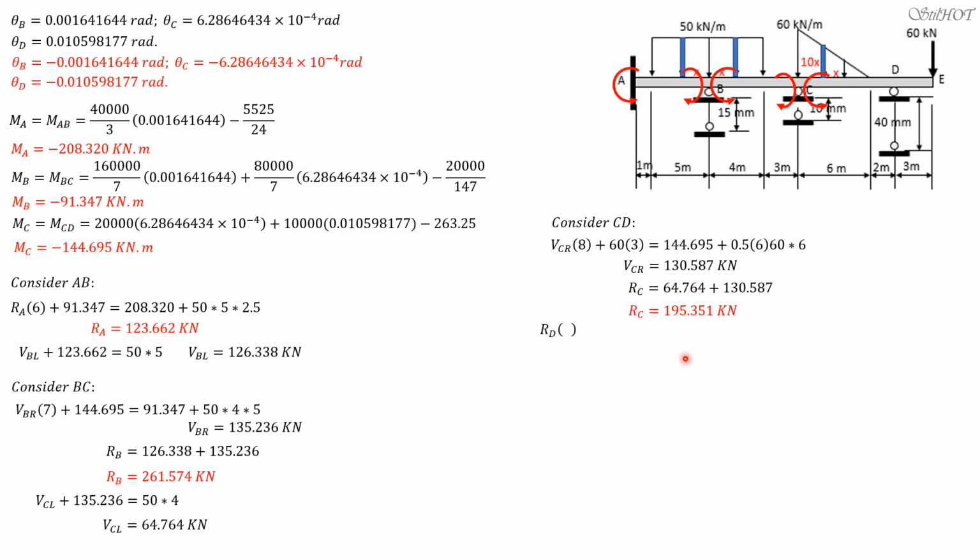Next is R sub D. You may use summation of vertical forces on D. So for R sub D, the summation of moment about C equals 0: R_D times 8 plus moment at C 144.695 equals 60 times 11 plus the moment of the load, 1 half of 4.5 of 6 times 60 times 2. 1/3 of 6 is 2. So R sub D is 109.413 kilonewtons. So we have to compute for theta E and delta E.